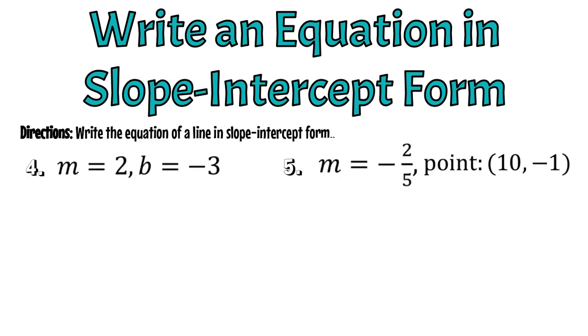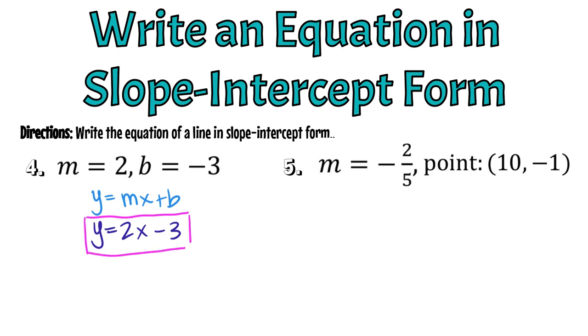In number 4, we have a slope of 2, m equals 2, and b equals negative 3. So our y-intercept is (0, negative 3). So remember, our form for the equation is y equals mx plus b. So all we need to do is plug in what we know. So we know that m equals 2 and b equals negative 3. So it's going to be a minus 3 instead of a plus 3. So y equals 2x minus 3 is our equation in slope-intercept form.